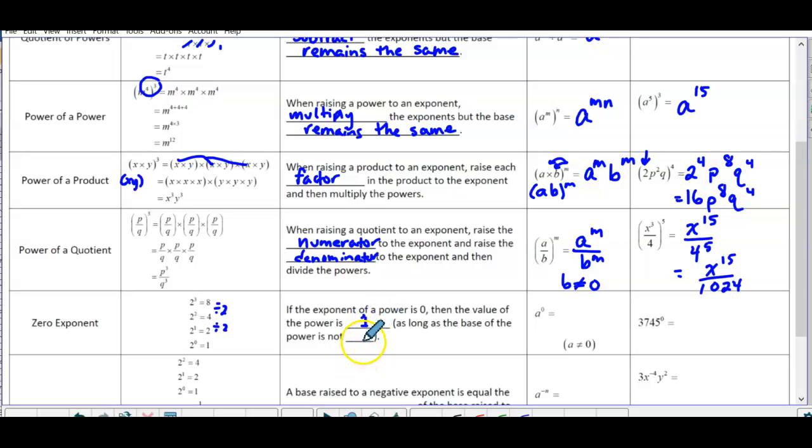Okay, as long as the base of the power is not 0. So 0 to 0 does not exist. It's indeterminate. So as long as the base is not 0, it's always equal to 1.